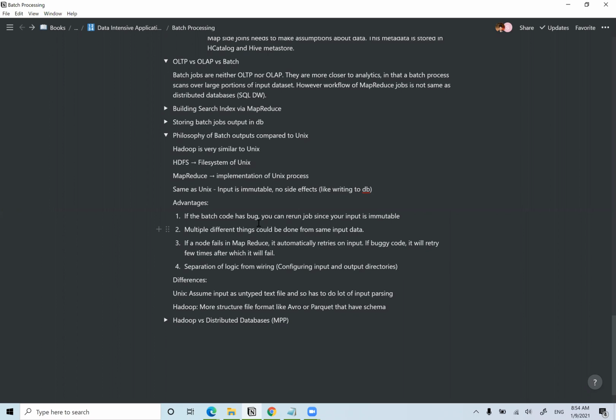Then the other thing is that the same input can be used to provide different insights, right? Some team could be using the same input to extract some data, and some other team could be using that same input to extract other data. So the same input could be used at multiple places. Because of all those advantages of having immutable input, the same philosophy lies in Unix as well as in this Hadoop kind of system, right?